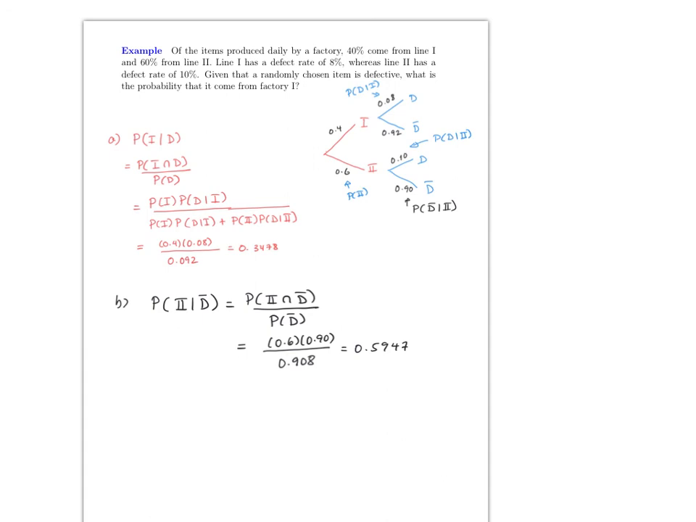So you should give a try to the following, which is the same idea. What's the probability that if it was not defective that it came from factory 1? And you should also try this yourself: if it is defective that it came from factory 2. Okay? And that's it.